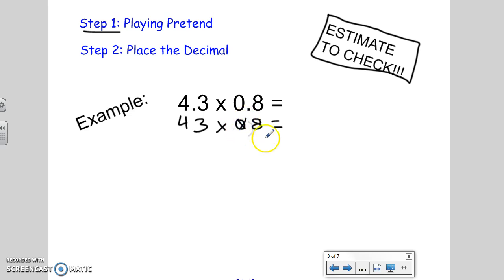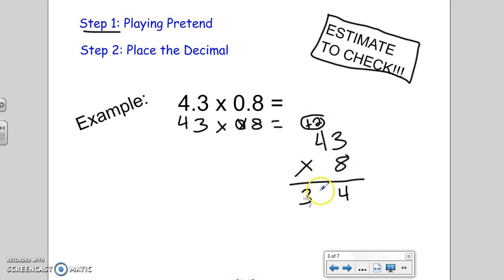I don't even need to worry about that 0. So when I'm solving this, it becomes 43 times 8, which is a real simple 2 by 1 digit multiplication problem. 8 times 3 is 24. Carry the 2 next door. 8 times 4 is 32, plus 2 more is 34.